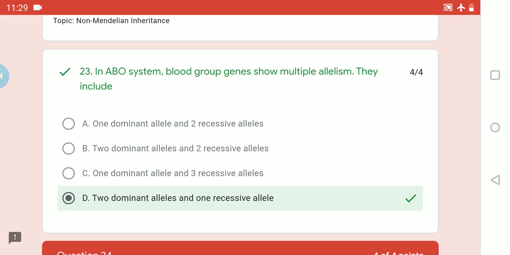But what about the other one? It is the recessive, small i. Okay, so that is recessive. So two dominant alleles and one recessive allele are present in the case of multiple allelism, specifically in the ABO blood group in humans.